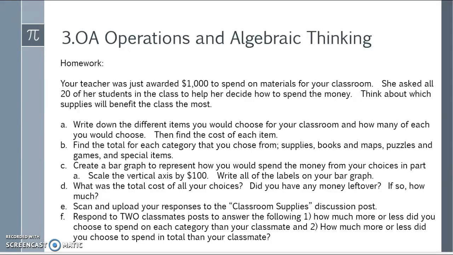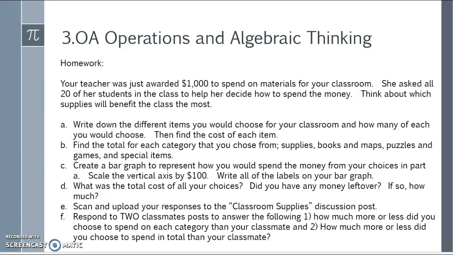Then create a bar graph to represent how you would spend the money from your choices in Part A. Scale the vertical axis by $100. Write all of the labels on your bar graph. Part D. What was the total cost of all of your choices? Did you have any money left over? If so, how much?